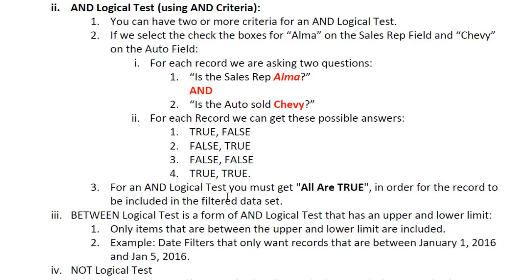Now, for AND logical tests, we must get all are true. In this case, both are true, right? But we could easily have an AND logical test where we have 3 or 4 or 5 conditions. That's why we say when we're doing an AND logical test, we must get all are true in order to take that record for the filter. Now, again, we will see OR and AND logical tests in basically everything we do in this class moving forward.